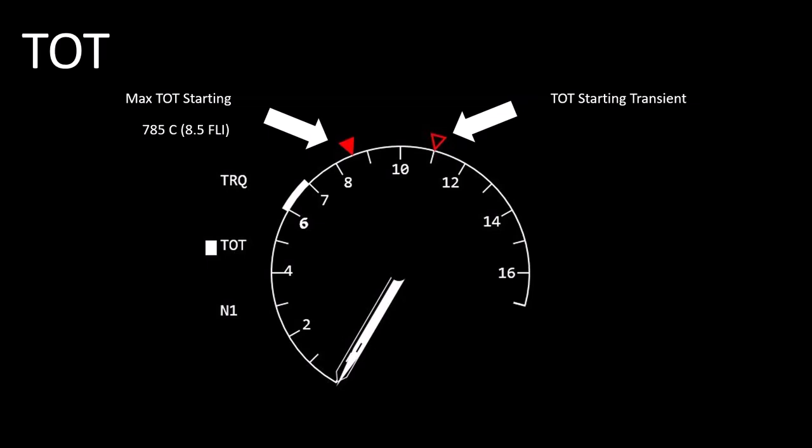With the Lakota, you have something called a transient, where you can exceed the normal limit for a very short period of time. So the transient for TOT is 865 degrees Celsius, or 11 FLI. And you can be in this range for 5 seconds. That's not a lot of time.